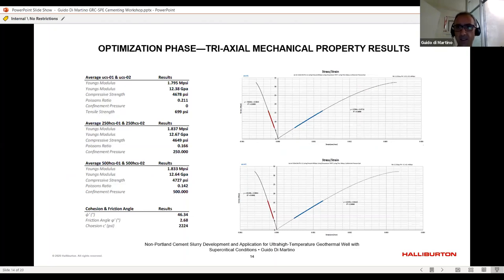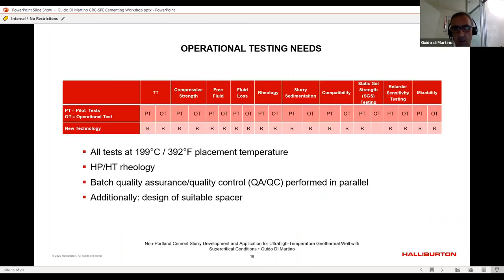Mechanical properties testing was performed on pre-final blend specimens. Otherwise, the long curing period would have delayed the actual operation. Operational tests were conducted with the actual materials used for the job, and additionally, a suitable spacer was designed for the expected placement temperature.